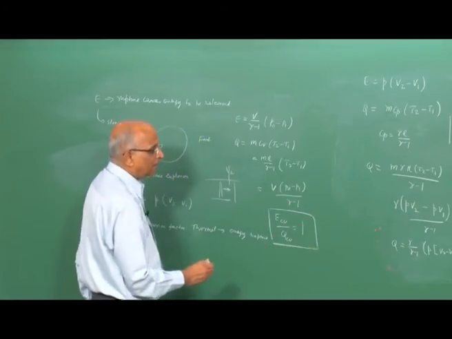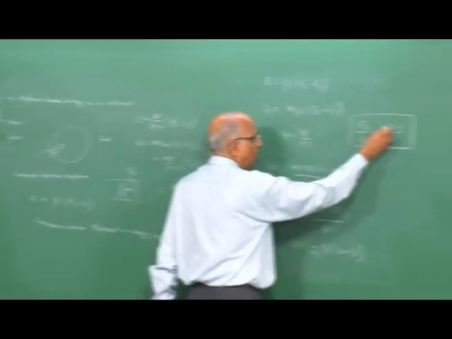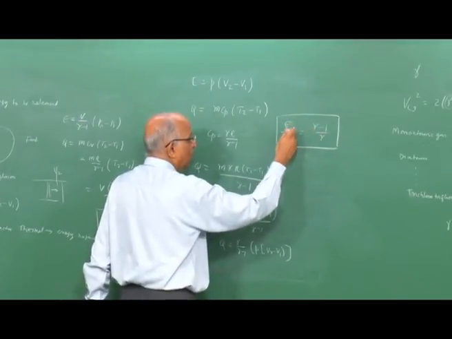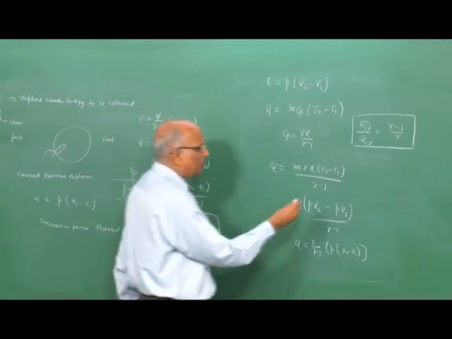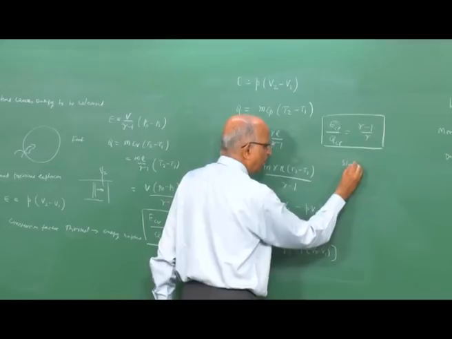Therefore, since gamma is of the order of 1.4, the energy released in a constant pressure process is much lower, and we know that a constant pressure process is a slow process.